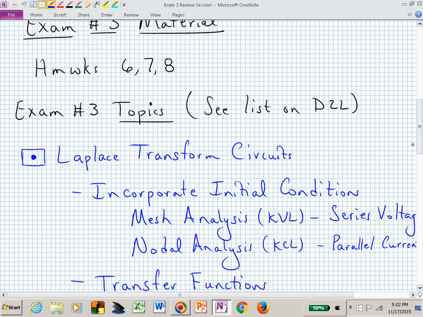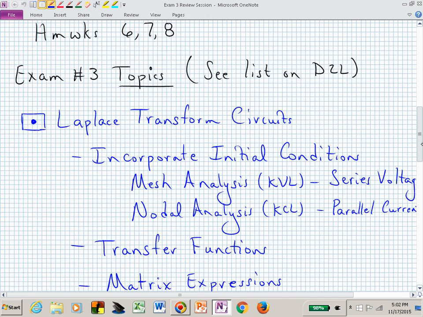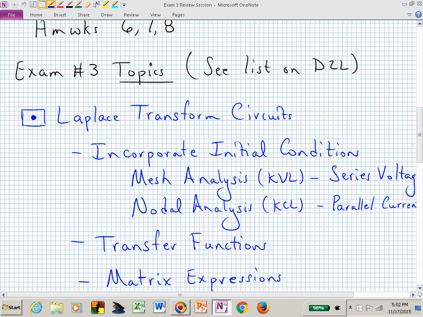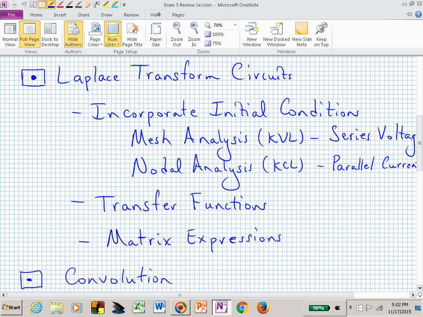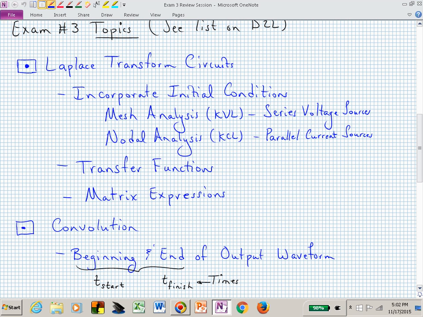Material is homework 6, 7, and 8, and the topic list is on D2L, and there's also review material. This is maybe a little bit more detailed than what we talked about in class today, but for the Laplace transform, you need to be able to do S-domain circuit analysis, which incorporates initial conditions, and there you need to know the distinction.